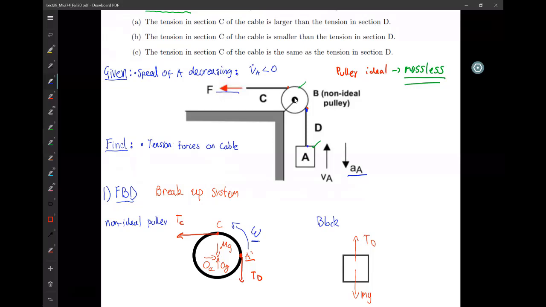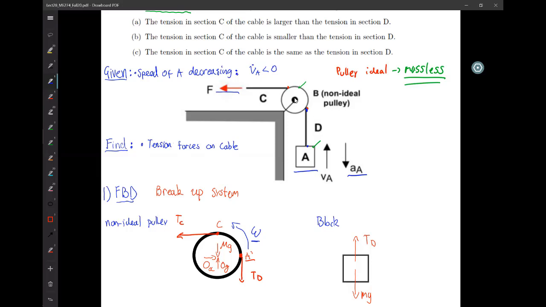So F is pulling the whole thing. Now, if A was accelerating upwards, then F must be pulling the whole thing and also carrying the weight and compensating for the added positive acceleration. Does that make sense? Hence, the tension in C would be greater than the tension in D.